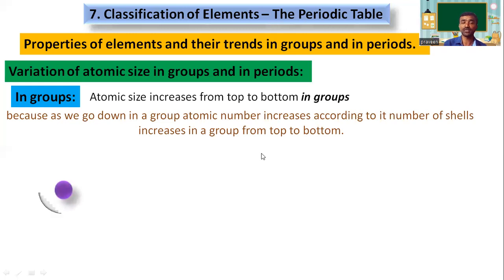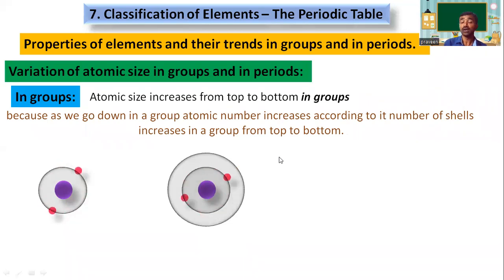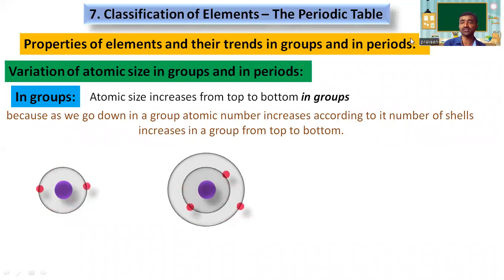Look here. I am taking one of the elements. Which element is this? Helium. It has only 2 electrons. Next element I am taking here. For example, 2 electrons are distributed into the first shell, then one more electron I am distributing into the second shell. So what may it be? Lithium. So which has greater atomic size here?